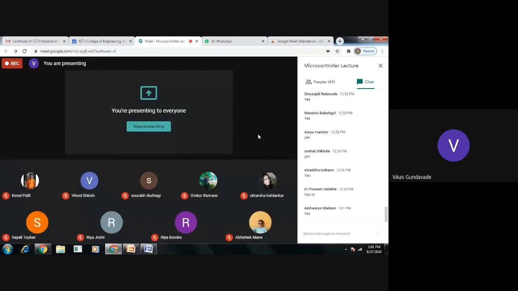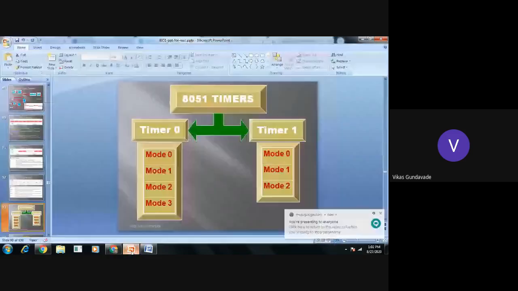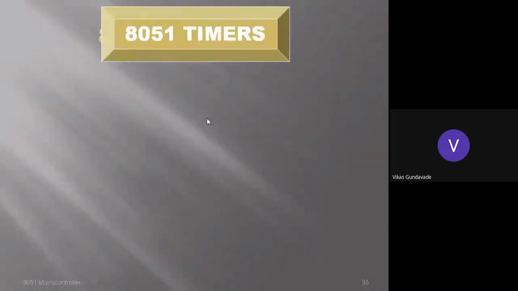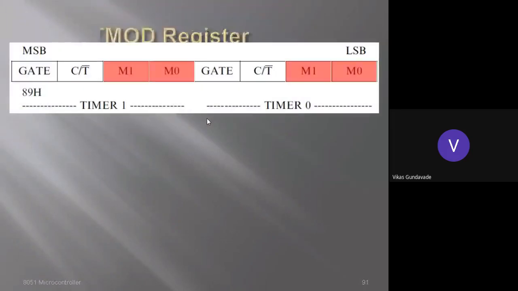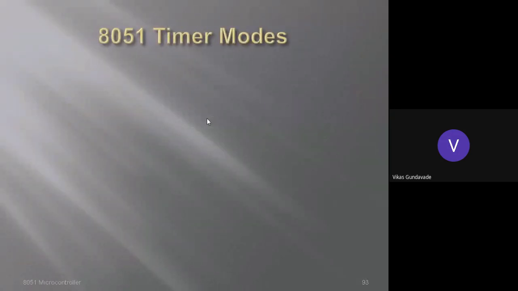Everyone understood about the TCON register? The working of TCON register? Okay. Now we will move further with the modes of timer. So here we have seen this TMOD register, TCON register. Now we'll move towards the timer modes.